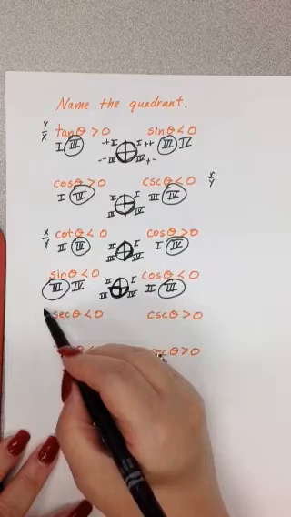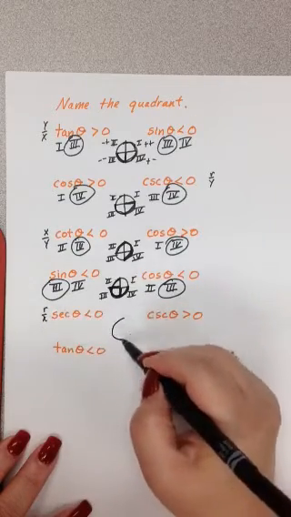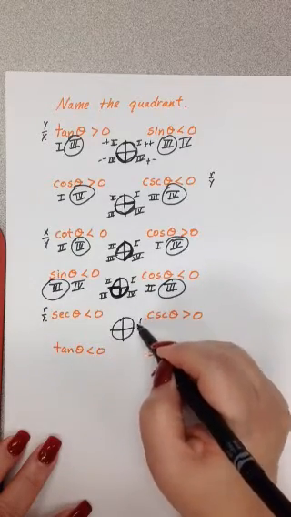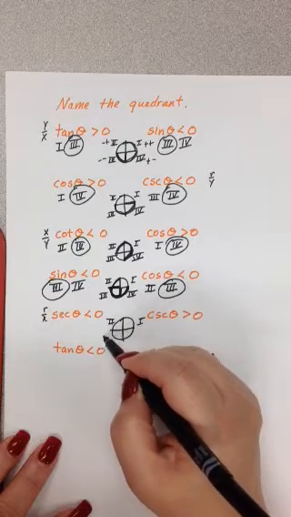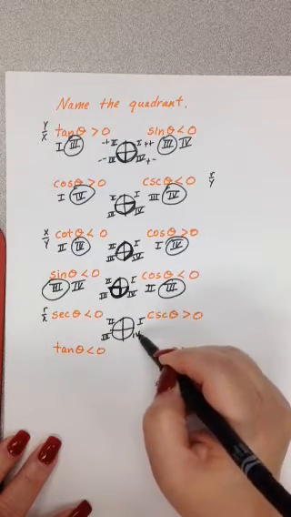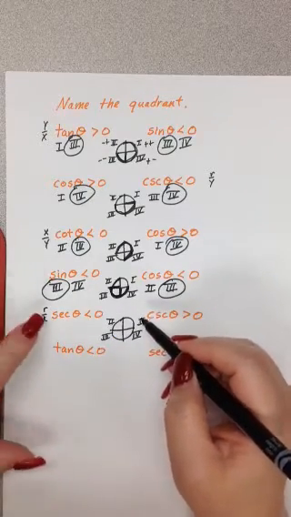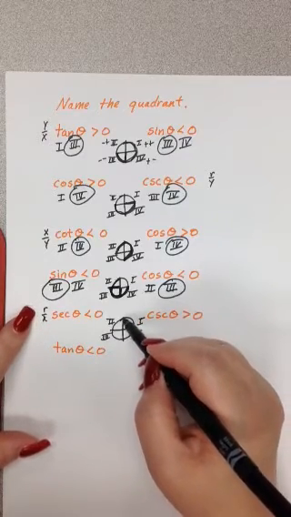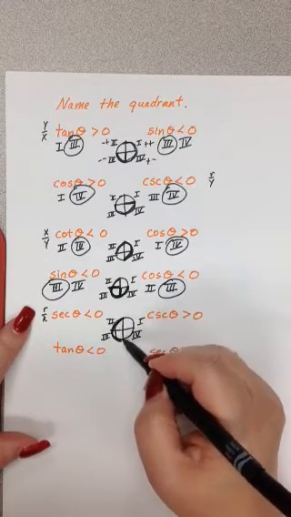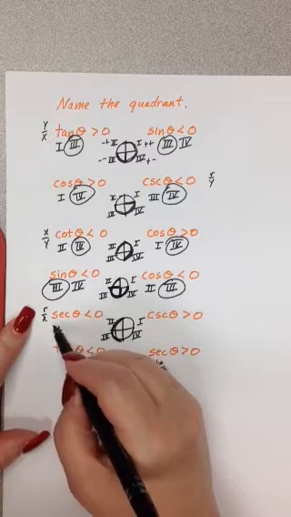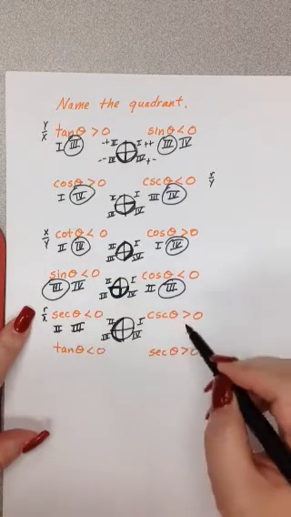Remember that secant is r over x. So we have quadrant 1, 2, 3, and 4. Secant is going to be negative everywhere x's are negative, and that's in the left hemisphere. So that's quadrants 2 and 3.